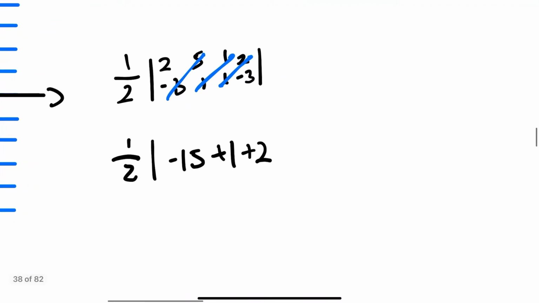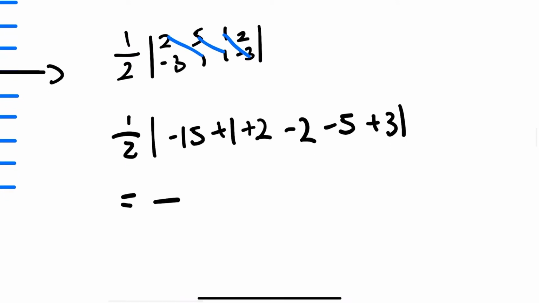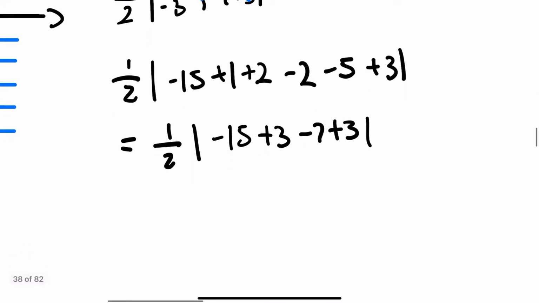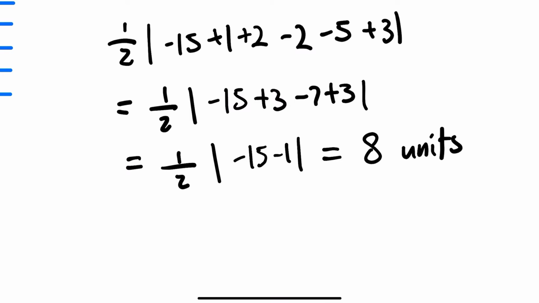Now the other way. This way. So, minus 2, minus 5, and plus 3. So, negative 15 plus 3. Negative 15 minus 1, so we have 8 units squared, because 16 over 2 is 8.